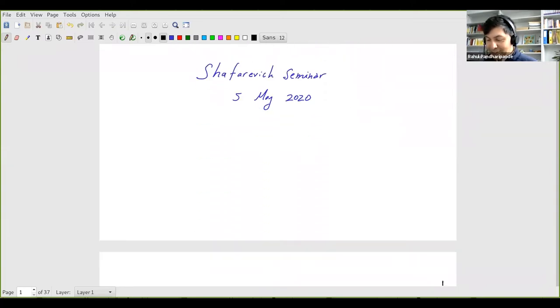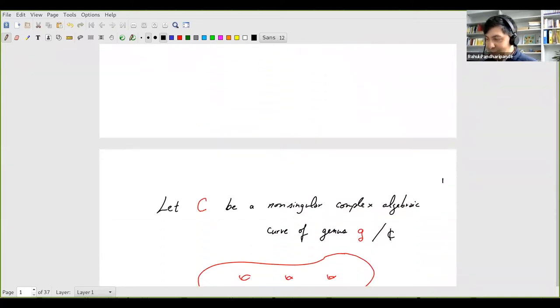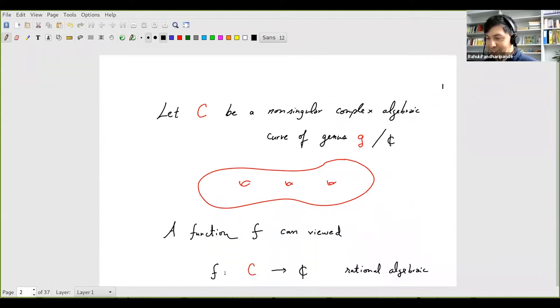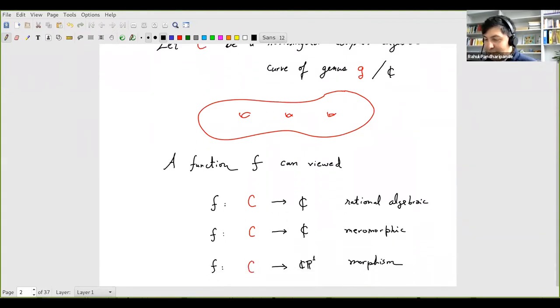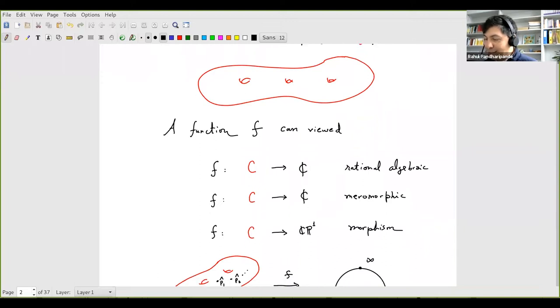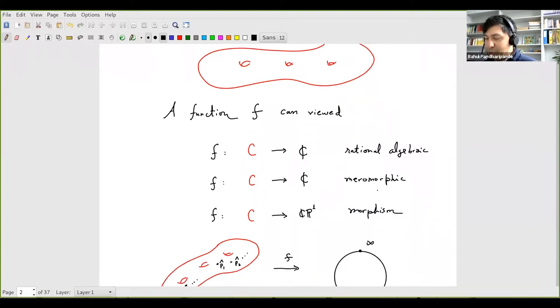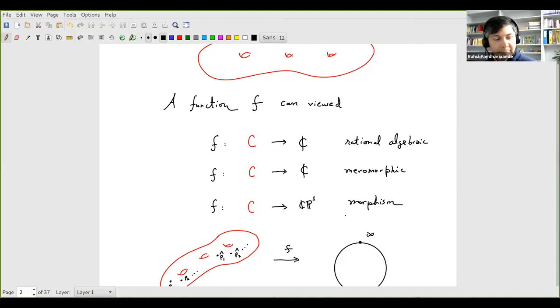All right, so we start at a very basic place, which is really the beginning. We let C be a non-singular complex algebraic curve of genus g. And we're interested at the beginning with just functions. You can think about the function however you like, as a rational algebraic function or a meromorphic function, or maybe the best way is a morphism to CP1.